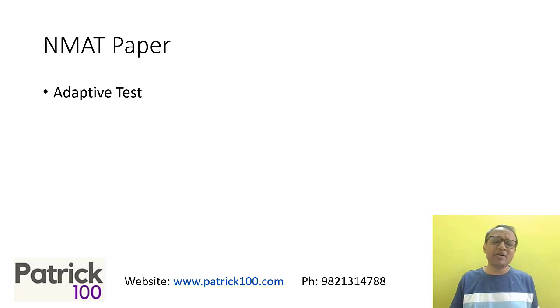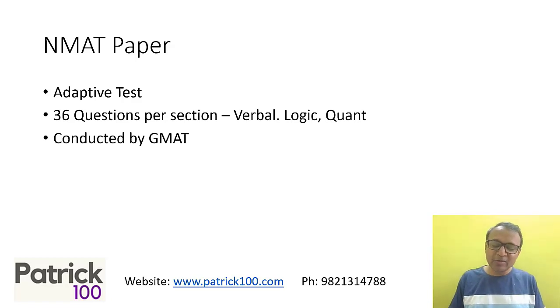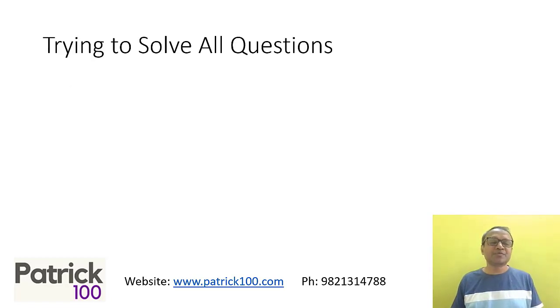If you look at the NMAT paper, it's an adaptive test. Unlike other exams, in an adaptive test the difficulty level of questions keeps changing based on how you have solved. If you have solved questions incorrectly, then the questions will become easier. If you have solved the questions correctly, the questions will become tougher. There are 36 questions per section, so verbal, logic, and quant you need to work on, and it's connected with GMAT, so it's more or less their calculation in terms of getting the marks.